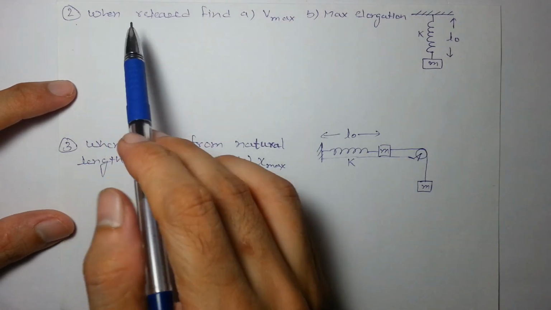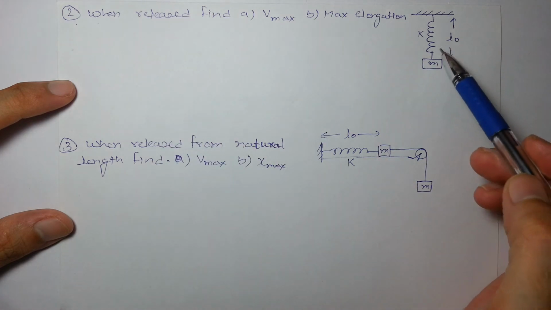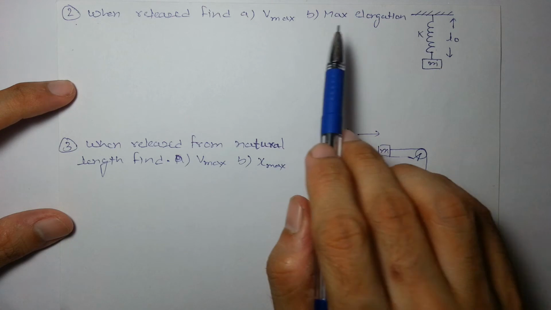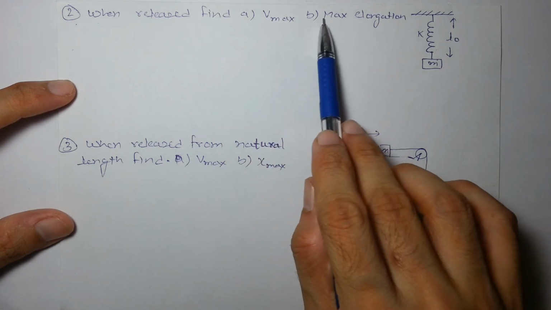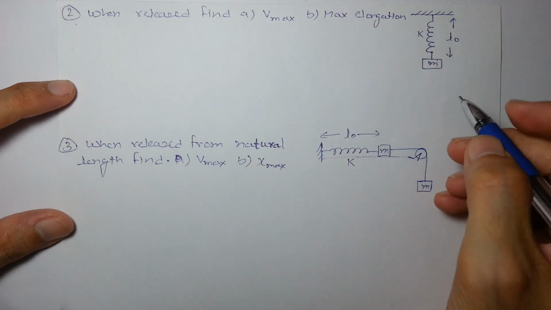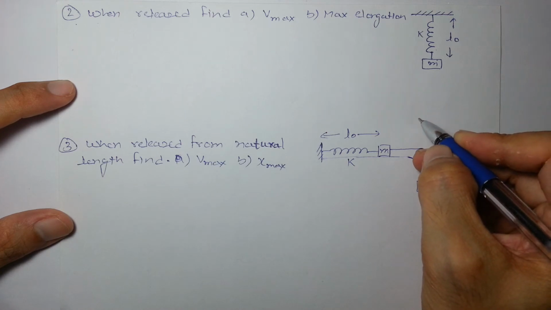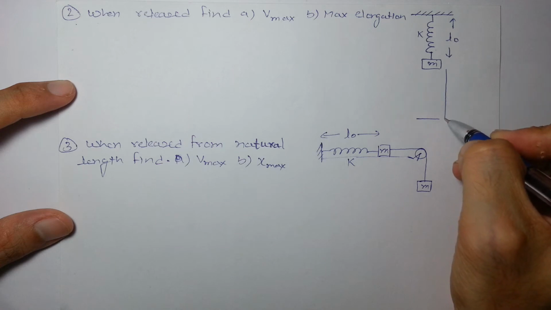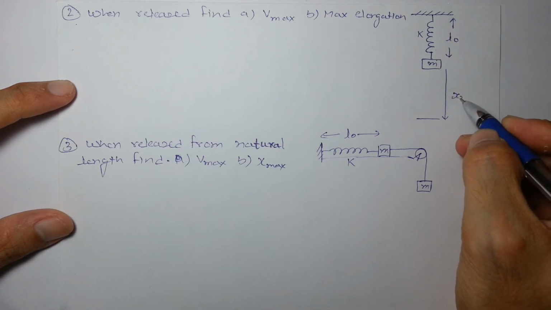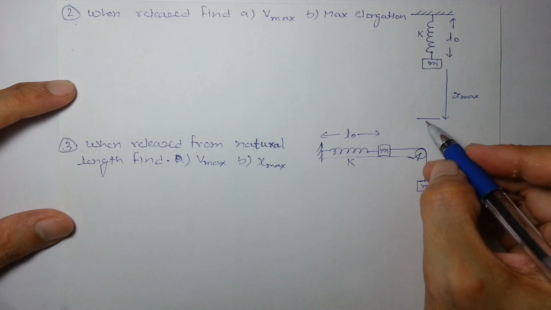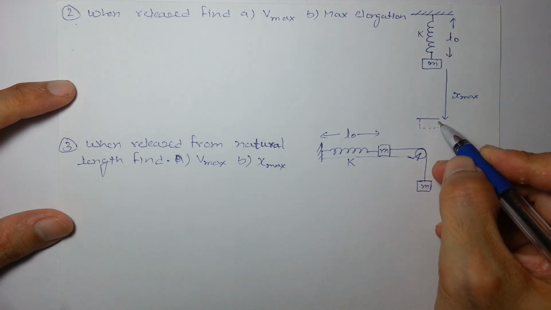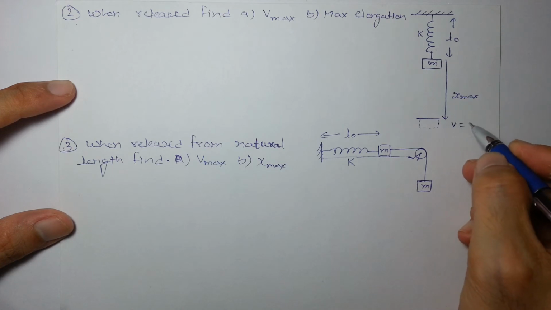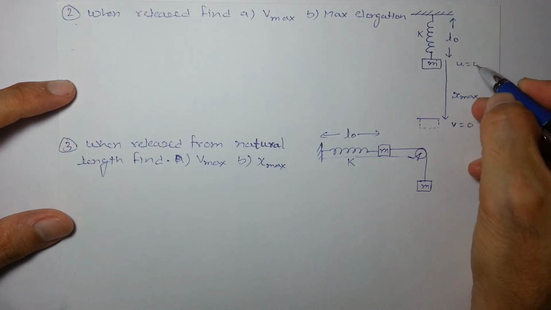This is a very famous question. When the block is released from the position of natural length of the spring, we have to find the maximum velocity and the maximum elongation in the spring. First of all, we'll calculate the maximum elongation. This is the maximum elongation up to which the spring will move. Reaching here, the velocity of the block will become 0, and the initial velocity is also 0.